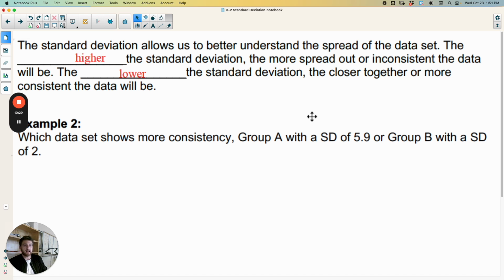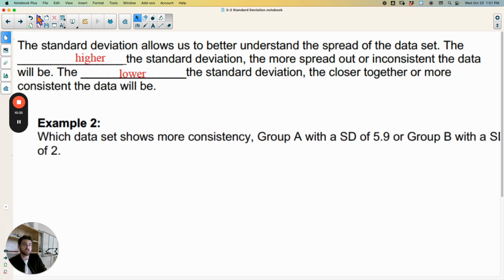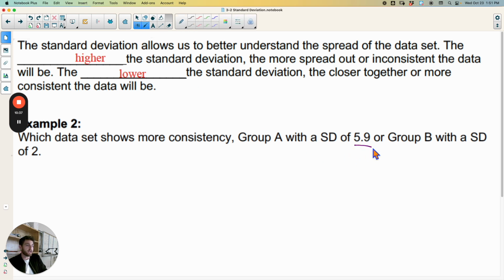Example number 2 here asks us which data set shows more consistency. Group A with a standard deviation of 5.9 or Group B with a standard deviation of 2. Well, Group B actually shows more consistent data because it has a smaller standard deviation. What that means is that on average, its data values are closer to the mean than Group A, because Group A has a higher standard deviation of 5.9. So Group B actually is more consistent than Group A because their standard deviation is lower.